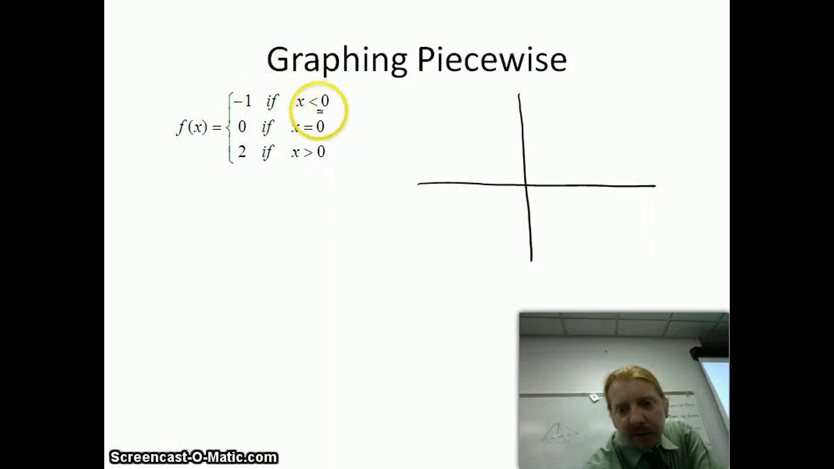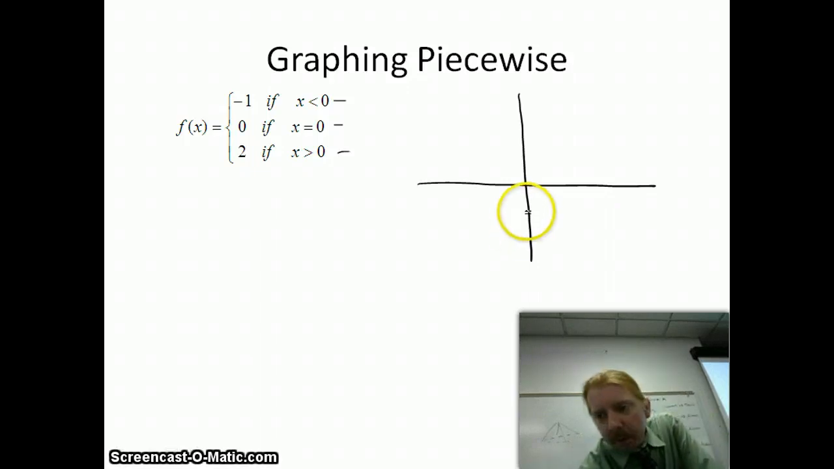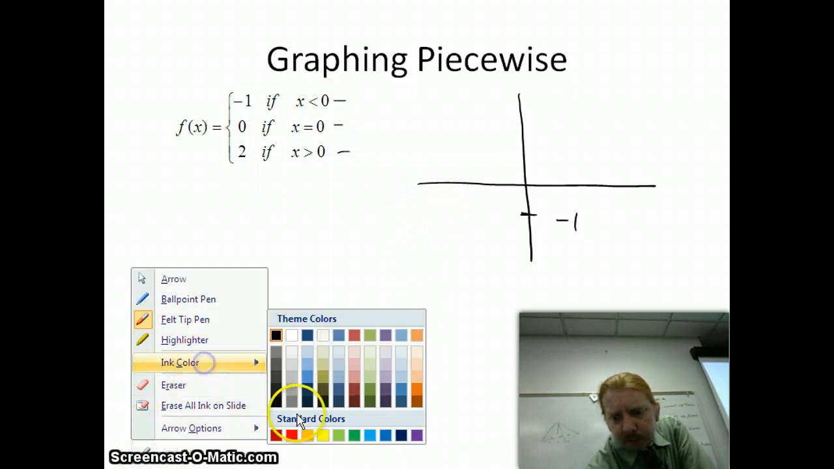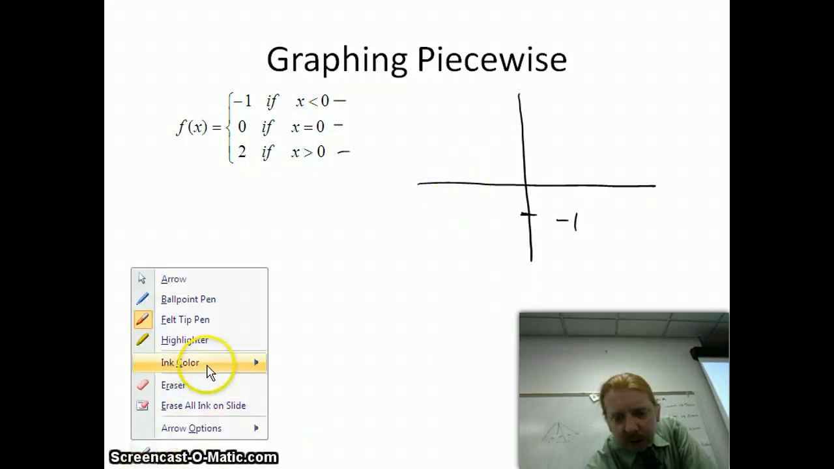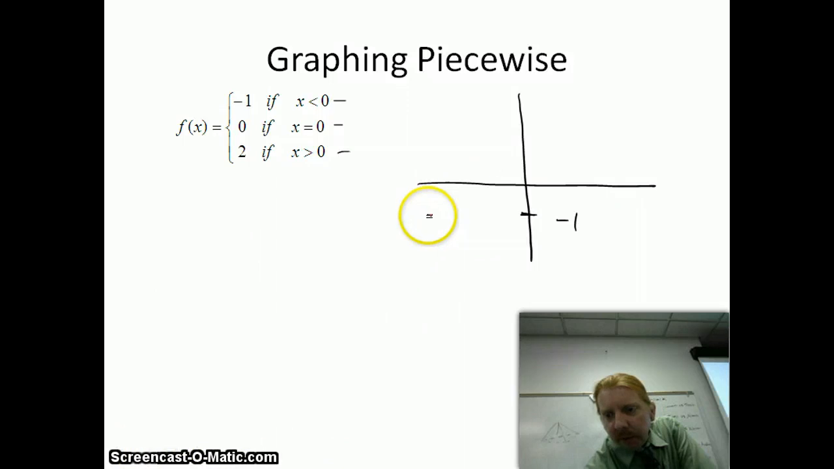Remember that these qualifiers tell me what's happening at all the key locations when I draw my graph. So the function values are -1 as long as my x's are less than 0. So when I draw this graph in here, I'm not going to use that color. Let's use that one. When I come in here at -1, what happens when I get to x equal to 0? Open circle?